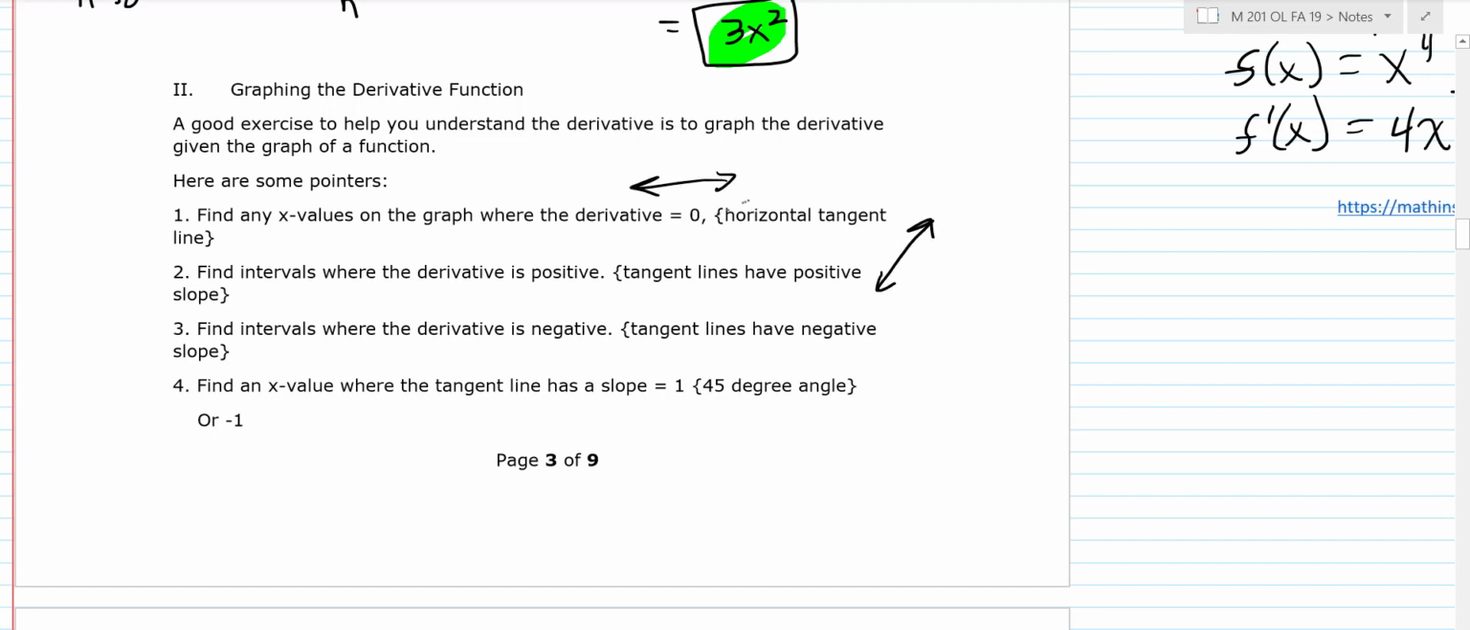Derivative is zero where you have a horizontal tangent line. Find intervals where the derivative's negative. That would be where the tangent lines are negatively sloping. And then another good thing is the slope is 1 whenever that thing slopes at a 45 degree angle. It's negative 1, the slope is negative 1, when it slopes downward at a 45 degree angle. Those are kind of the key things I like to get students to think about when you're graphing derivatives.